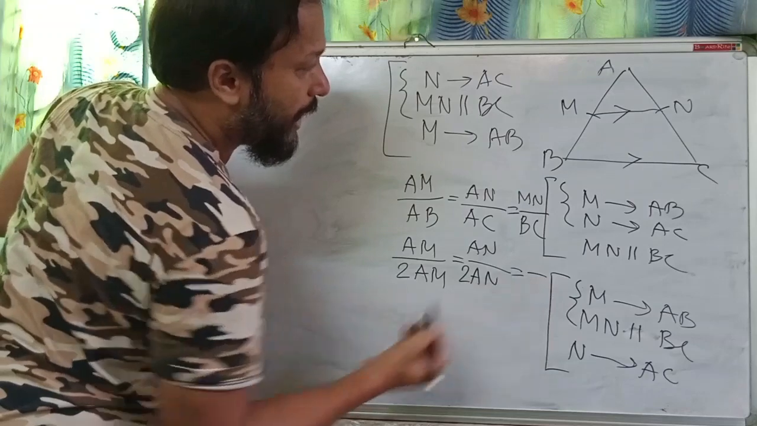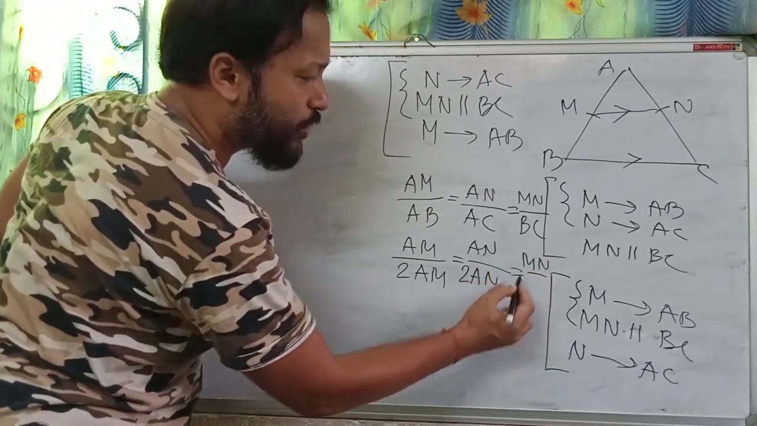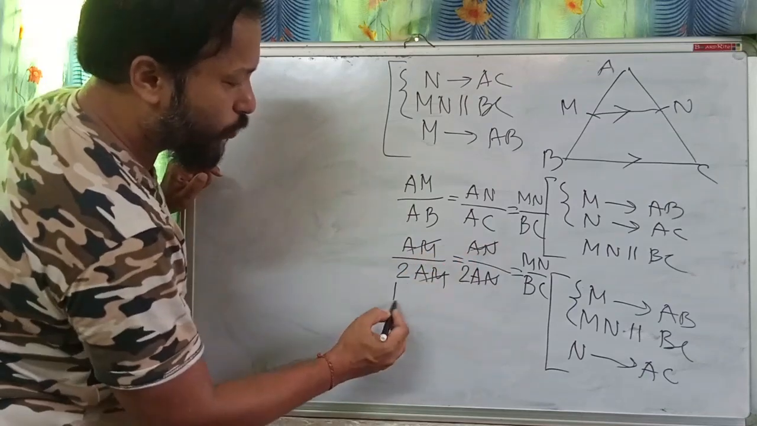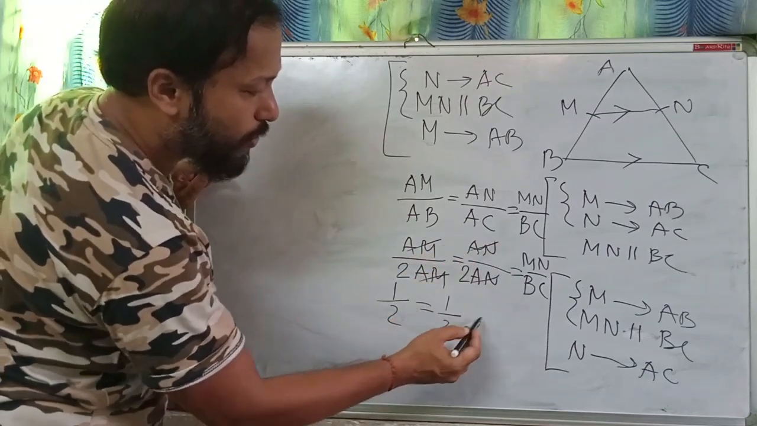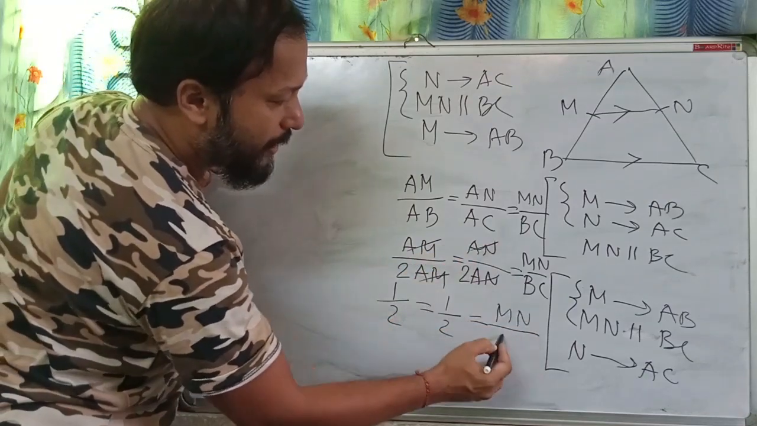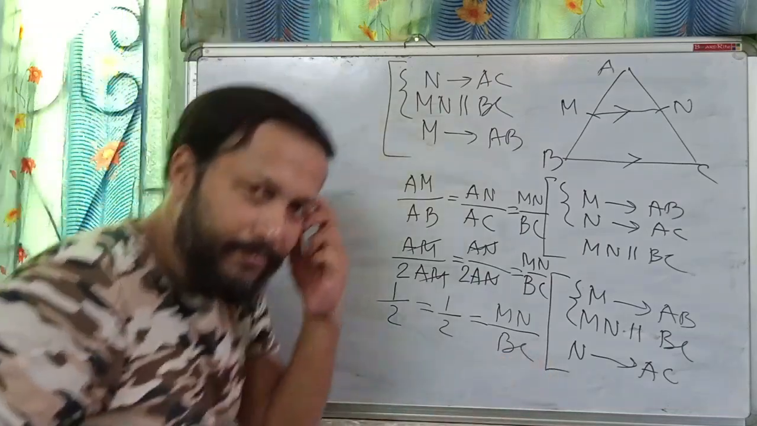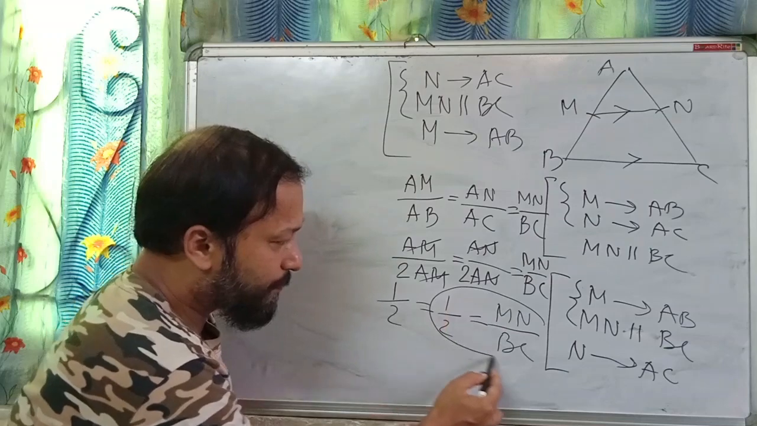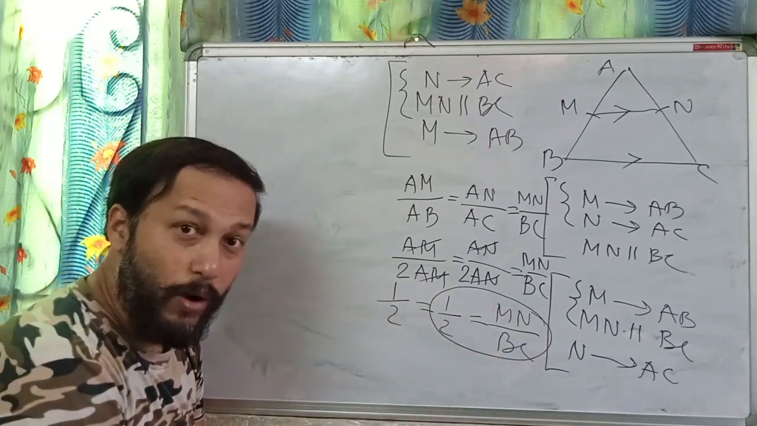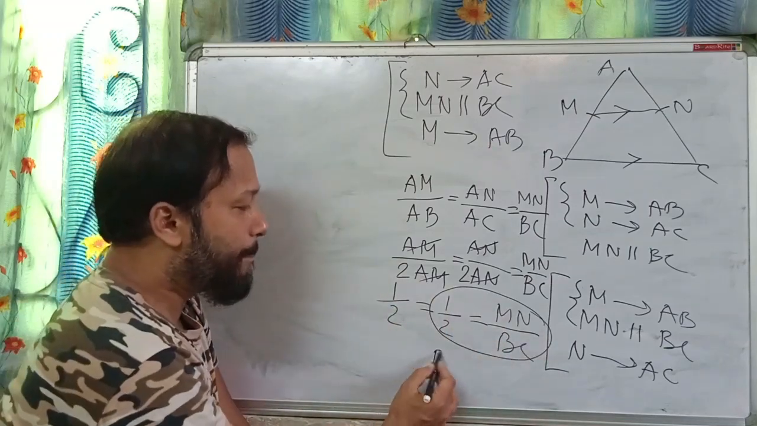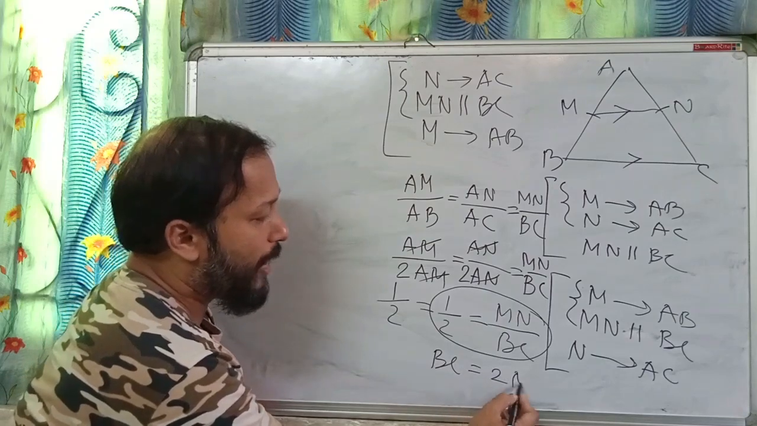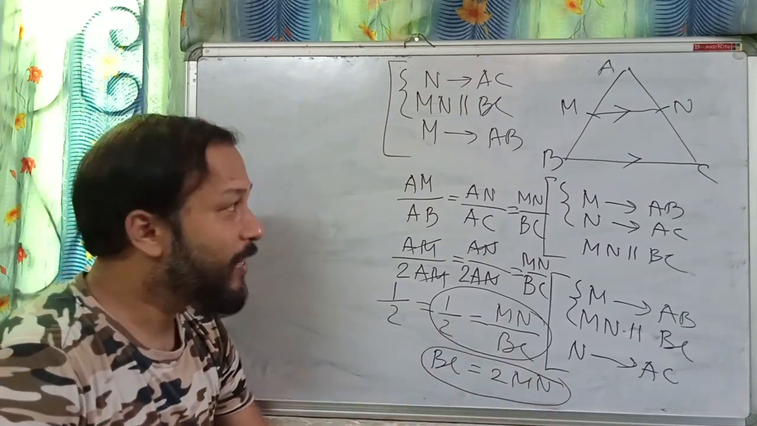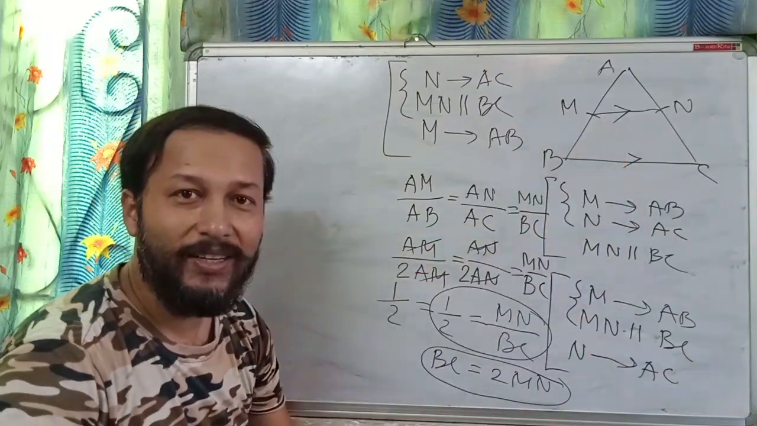Equal to MN. MN I am keeping same as usual, MN by BC. So AM cancel, AN cancel. So what I'm getting, 1 by 2 equal to 1 by 2 equal to MN by BC. Understood? Fine. Now, if I cross multiply it, what I'm getting? I will get BC equal to 2MN. Okay, BC equal to 2MN. Understood? That means BC is double of MN.